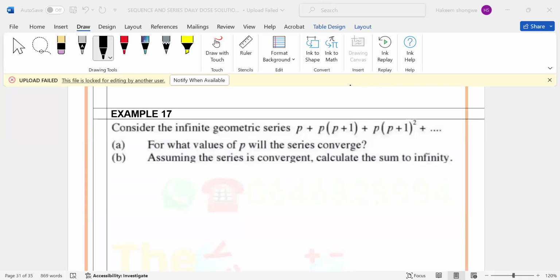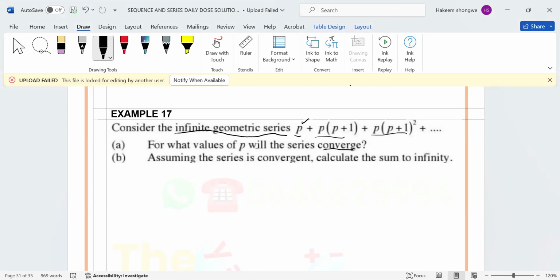They say consider the following infinity geometric series. So the following geometric infinity series is given and then it has variables. So you have your P, this is term number 1, this is term number 2, this is term number 3. And then they ask for which values of P is the series going to be convergent. Now, what do we know so far?